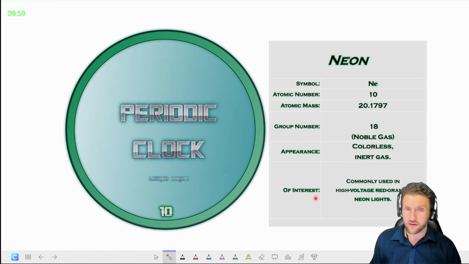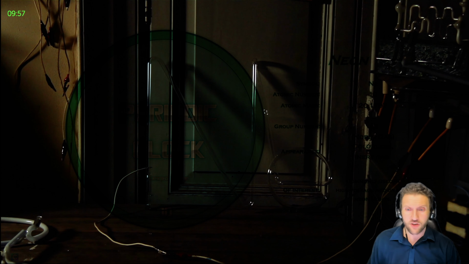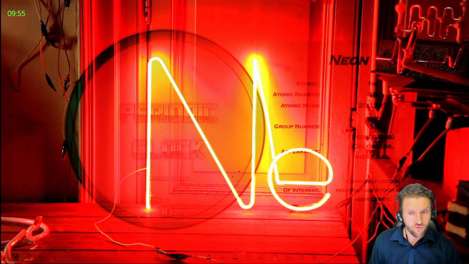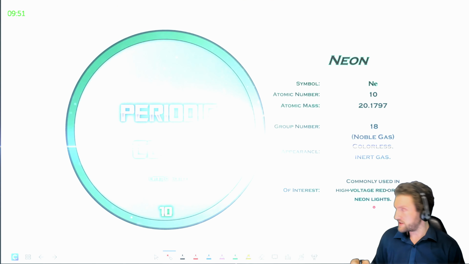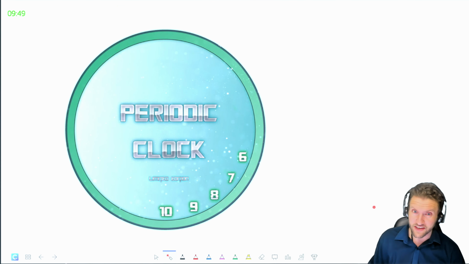Now take note of our key point of interest. It's commonly found in high voltage red-orange neon lights. So next time I see a neon light, definitely scope it out. It could just have been this.